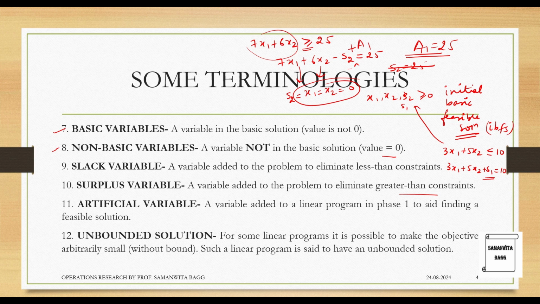Next is unbounded solution. For some linear programs, it is possible to make the objective arbitrarily small without bound. Such a linear program is said to have an unbounded solution. So it is possible that you can make your objective very small without bound. That is called an unbounded solution.